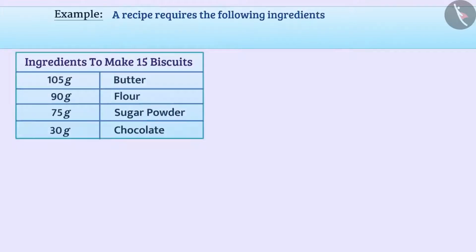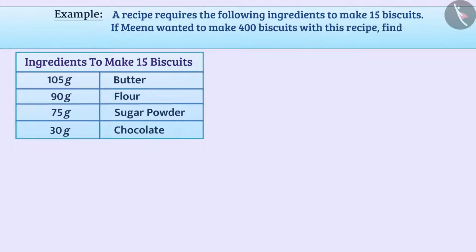A recipe requires the following ingredients to make 15 biscuits. If Meena wanted to make 400 biscuits with this recipe, find the quantity of ingredients required. Ingredients required to make 15 biscuits: 105 gram butter, 90 gram flour, 75 gram sugar powder, 30 gram chocolate. Here we are given the quantity of ingredients required to make 15 biscuits.